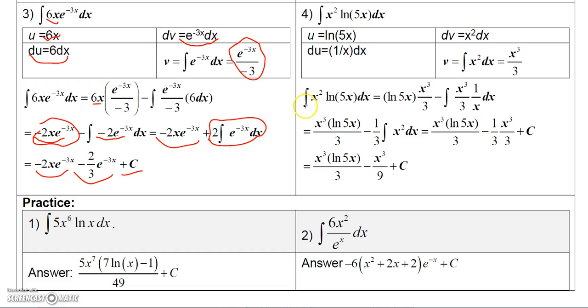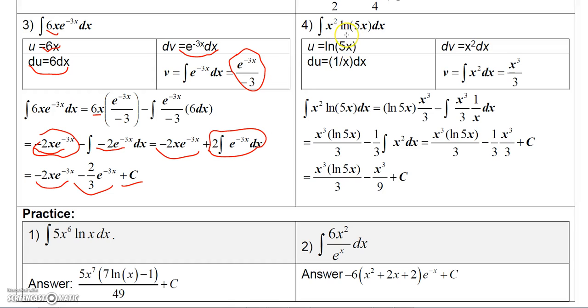Okay, let's do one more here. So on this one, I'm going to have x squared times the natural log of 5x dx. Now, I'm going to let u equal the natural log of 5x, okay? And then I've got a typo here, so I'll have to fix that in just a minute. Give me a second to clean this up for you. No, this is right. There's nothing wrong with this.